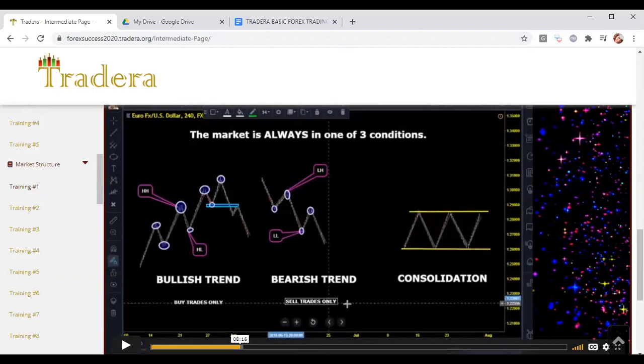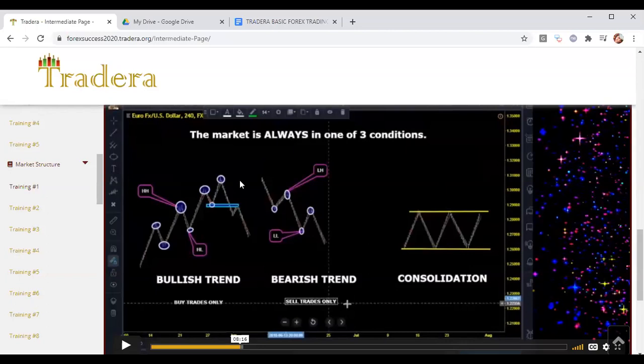Any questions about a consolidating market? No. So do you buy or sell in the consolidated market? Don't trade during a consolidated market at all. Oh, don't trade. Okay, got it. Yeah, because you want to trade when the market is volatile.